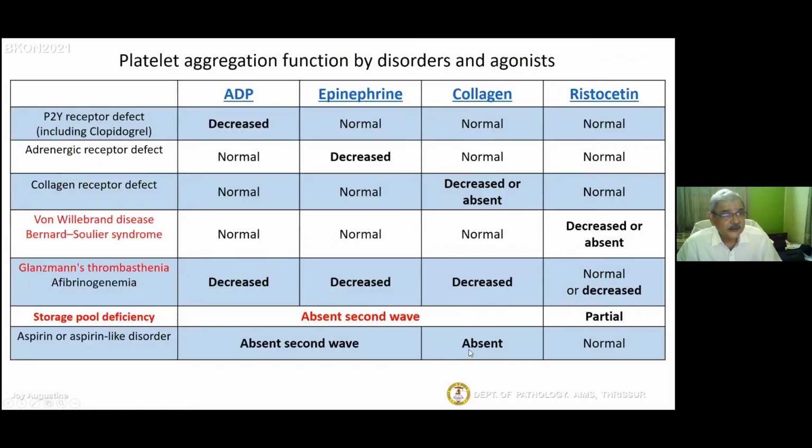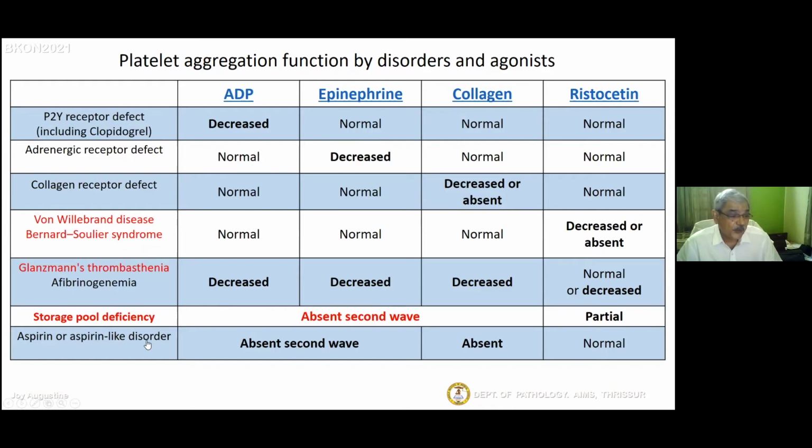Now, this is a list of the aggregation function, of which one of the two things I would like to point out is Glanzmann's thrombasthenia. There will be decreased or absent aggregation to ADP, epinephrine, collagen, and ristocetin. Rarely, of course, it can be normal with ristocetin, but it is usually abnormal. And Bernard-Soulier syndrome can actually have absent ristocetin aggregation. This happens also in von Willebrand's disease.